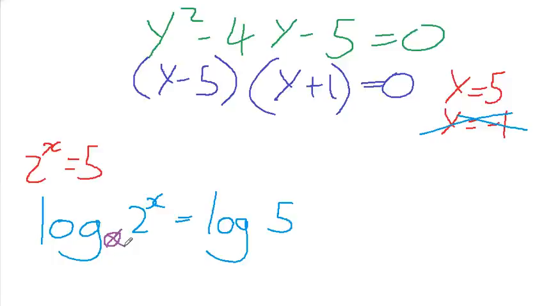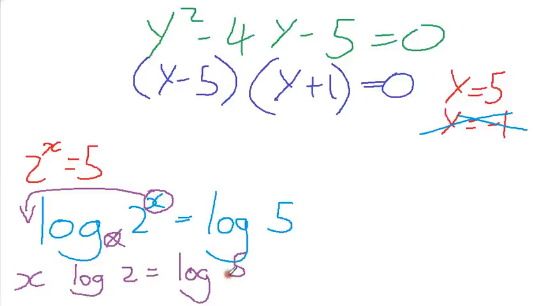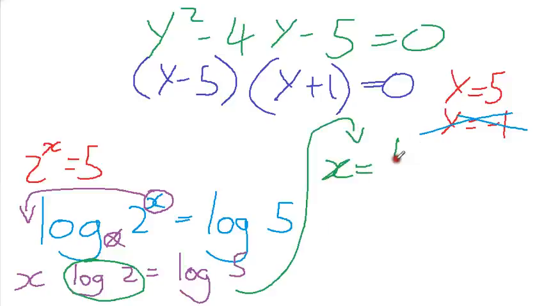Right, now, log laws. What we can do is take this x, this indice here, and bring it around the front. Logs allow us to do that. So we have x log 2 is equal to the log of 5. Log 5 hasn't changed. Then we can divide both sides by log 2. So we can say that x is equal to log 5 over log 2.